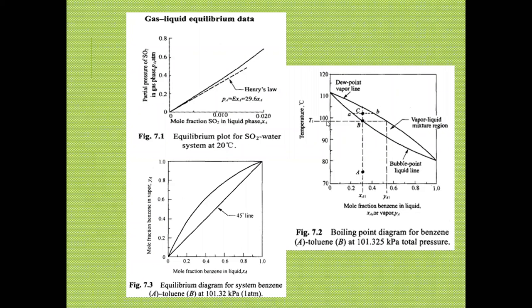For example, at a temperature of 100 degrees Celsius, what is the mole fraction of benzene, A, in the liquid phase? This is the saturated liquid, the lower curve. The upper curve is saturated vapor. So you get the 100 degrees Celsius here, project it towards the right, then read downwards. Whatever the value you read is the mole fraction of benzene, the A, in the liquid phase.